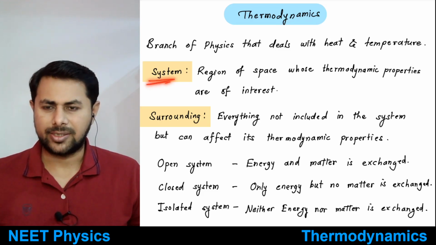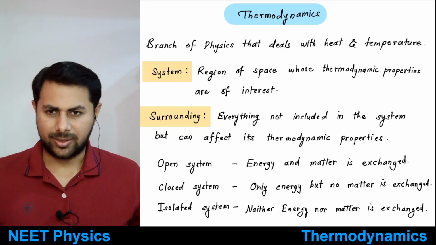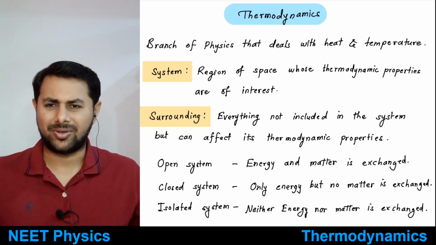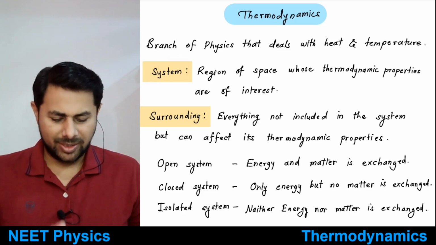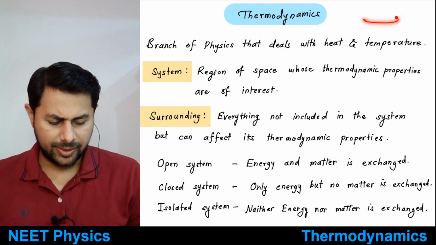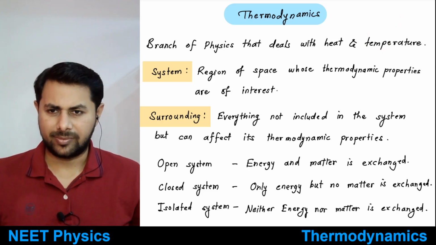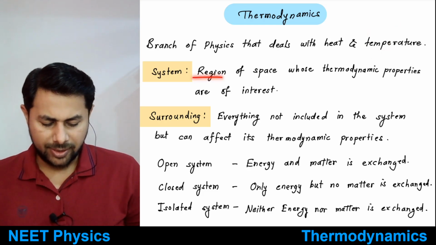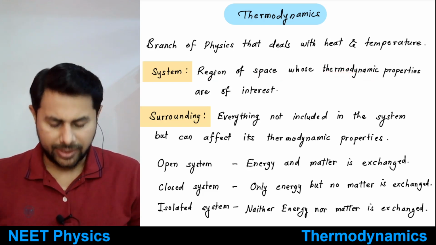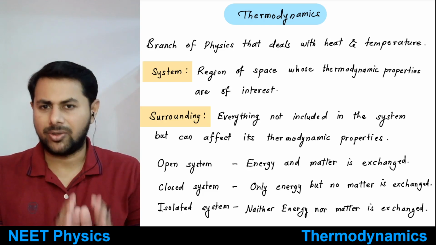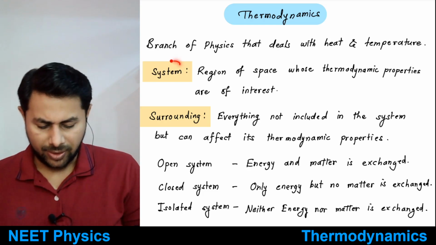So the first thing is system. Now what is a system? There are a lot of things in the universe, and we are interested in the properties of a particular thing. Suppose you take a cup of tea in a thermos. That cup of tea is your system. It's the region of space whose thermodynamic properties are of interest. You want to study the properties of a particular part of the whole universe, and that is called the system.